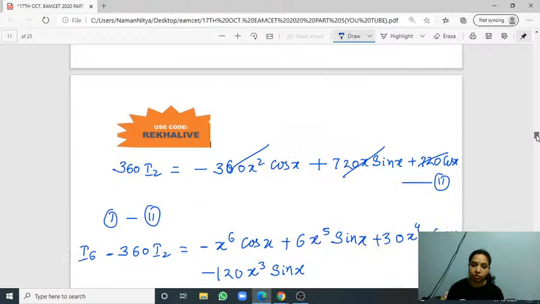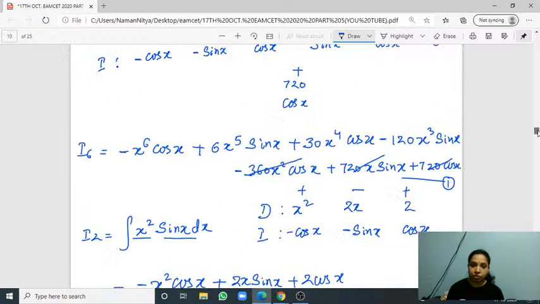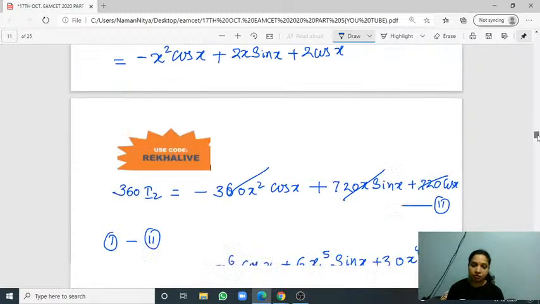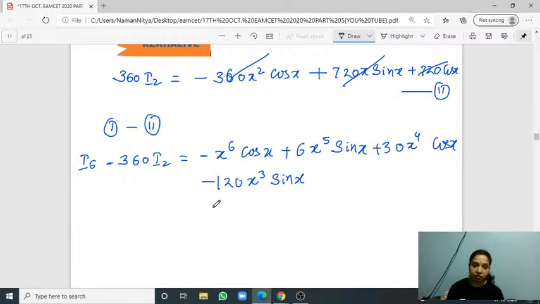Okay, till here only we will get 1, 2, 3, 4 terms. You can check it out. 1, 2, 3, 4 terms, and remaining all got deleted. So same thing I have written here. Now here I have to collect the cos term together.